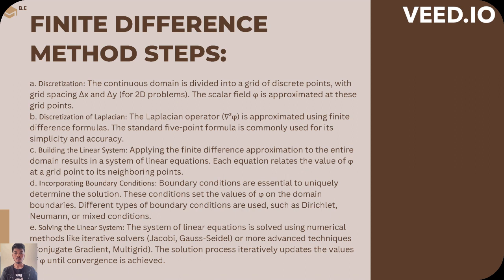The Laplacian operator, delta squared phi, is approximated using finite difference formulas. The standard 5-point formula is commonly used for its simplicity and accuracy. Building the linear system: applying the finite difference approximation to the entire domain results in a system of linear equations. Each equation relates the value of phi at a grid point to its neighboring points.